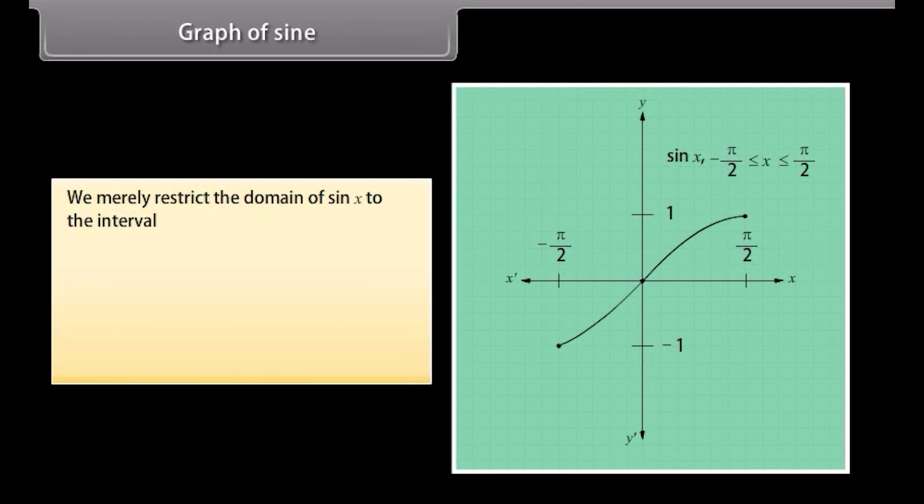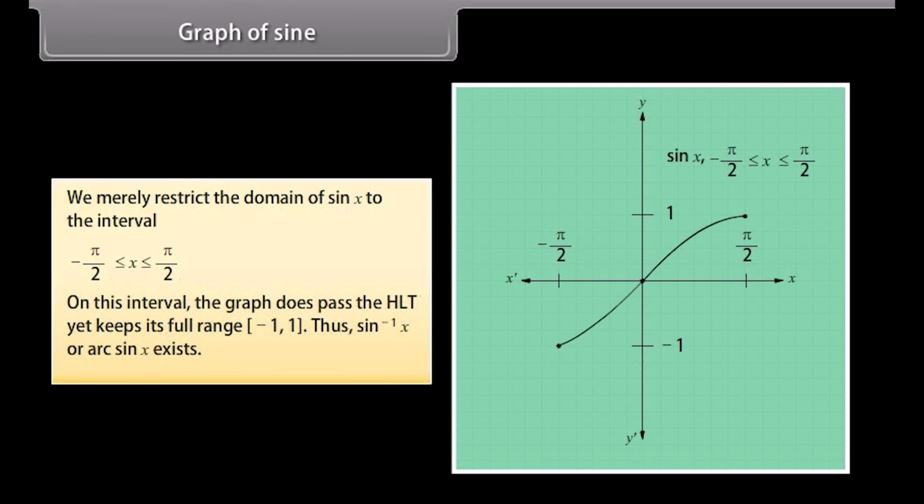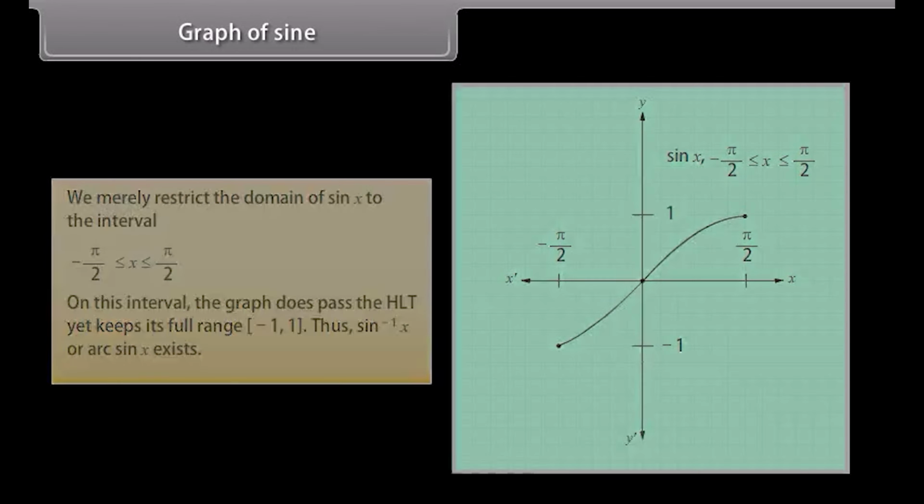Easily, we merely restrict the domain of sin x to the interval minus pi by 2 less than or equal to x less than or equal to pi by 2. On this interval, the graph does pass the HLT, yet keeps its full range [-1, 1]. Thus, sine inverse x or arc sin x exists. This is not the graph of sine inverse x. It is merely the part of the sin x function that is used to graph the inverse sine function.